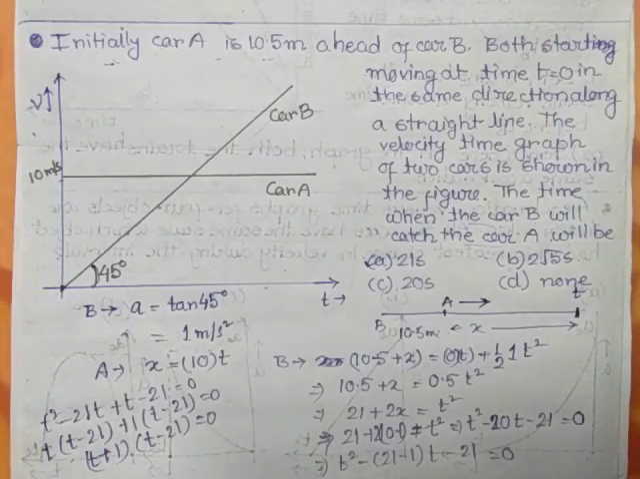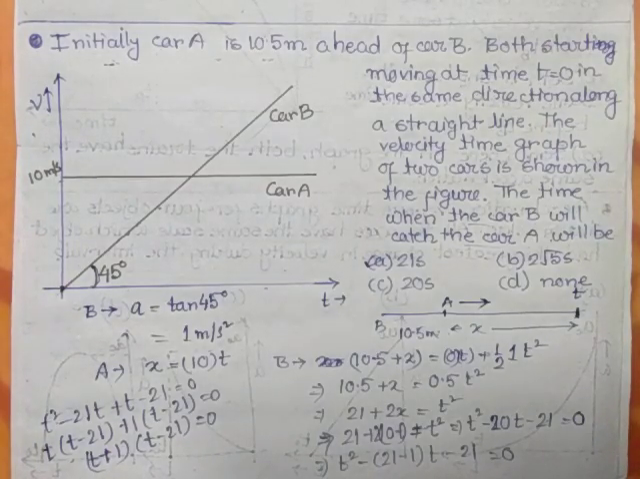A is moving with a constant velocity, but B is moving with an acceleration, and B is moving with the initial velocity 0. So this is the thing.